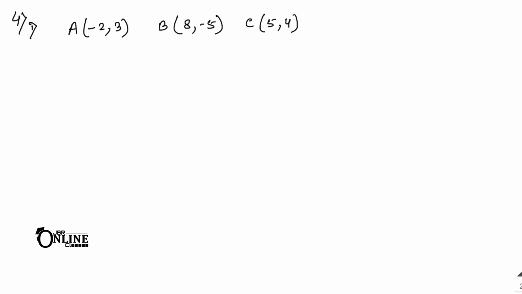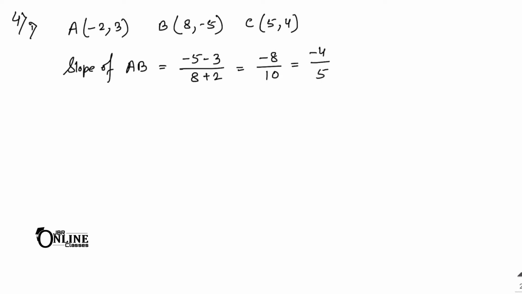So now first find the slope of AB. The slope of AB is (-5 minus 3) by (8 plus 2), which equals -8 by 10, and that equals -4 by 5.